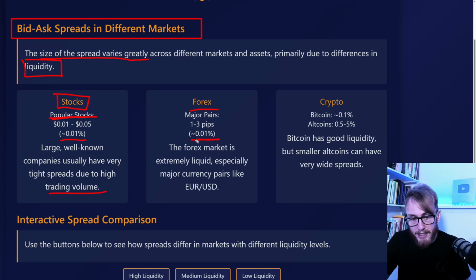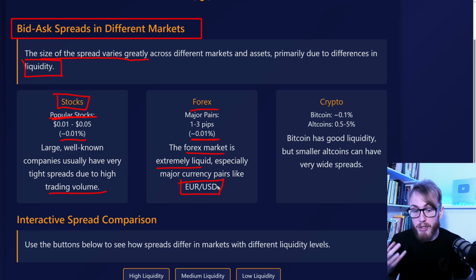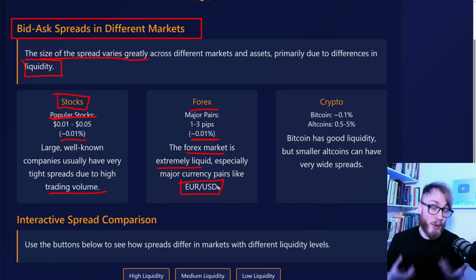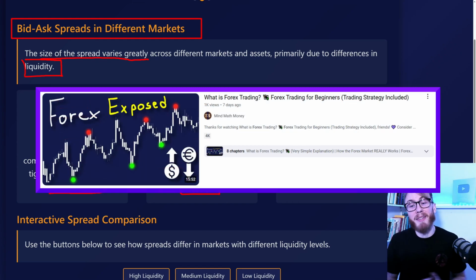Major Forex pairs tend to have very tight or low spreads, and that is because the Forex market is extremely liquid, especially when you talk about the major pairs, like for example, Euro USD. By the way, if you want to learn more about Forex, I do have a video about that as well.